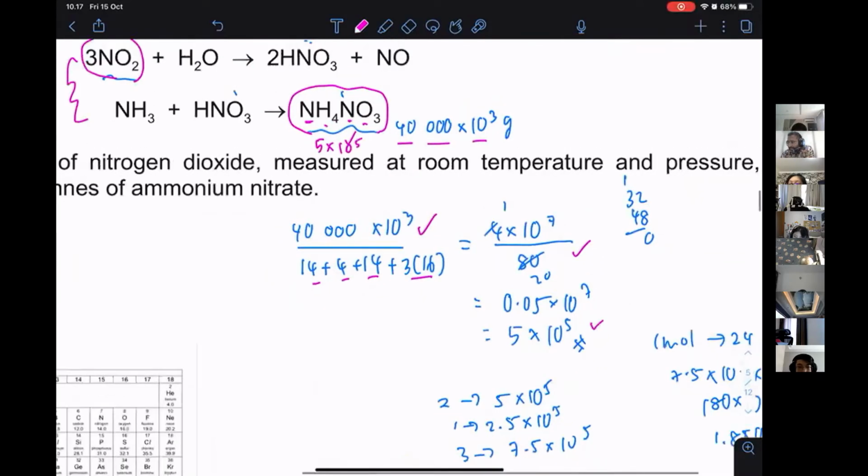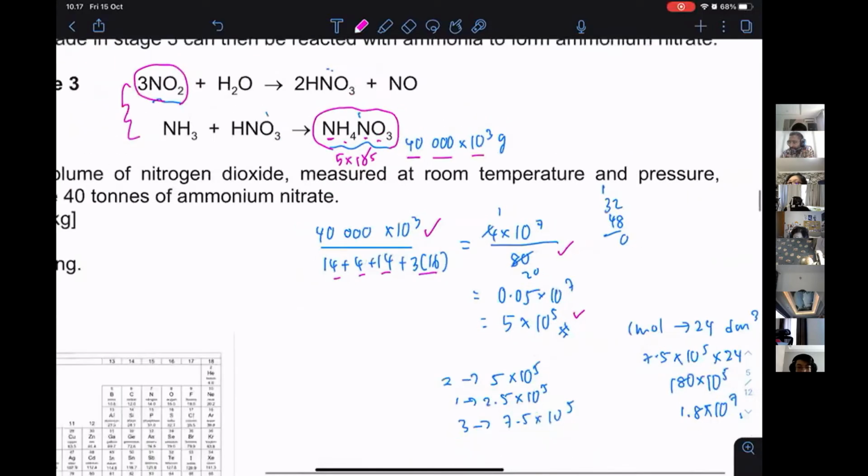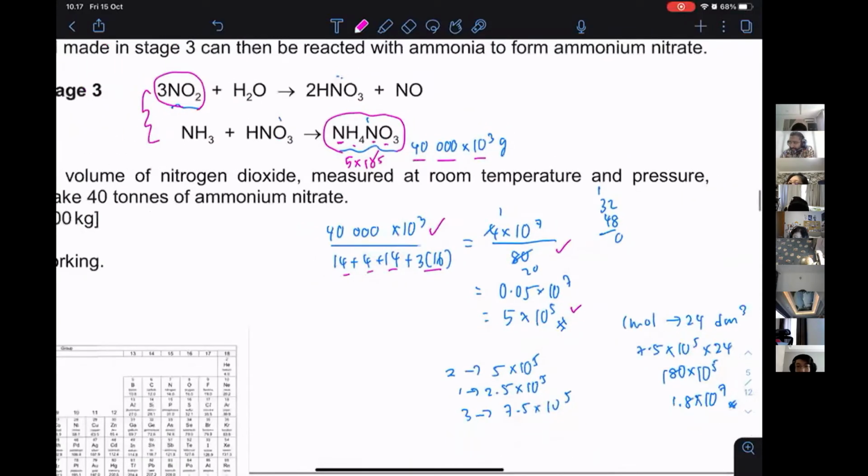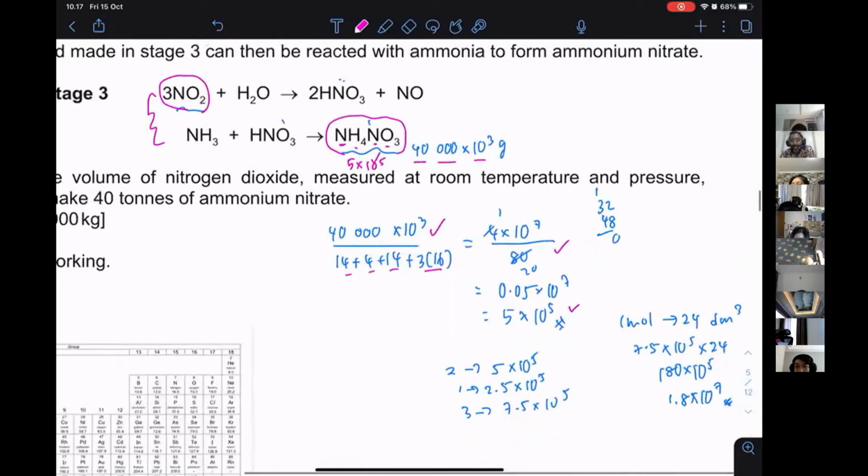So it means that I want to relate to this equation. How do I relate to the previous equation? Basically to find the number of moles of HNO3. So we know that 1 mole is going to be 1 mole. So it's going to be 5 times 10 to the power of 5.